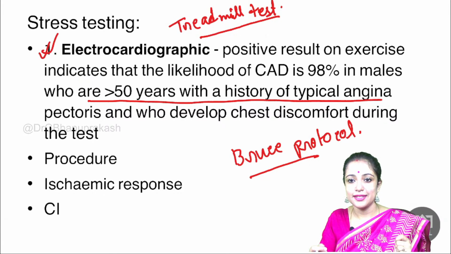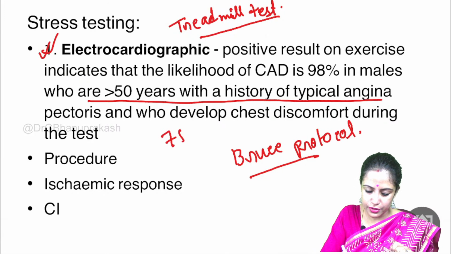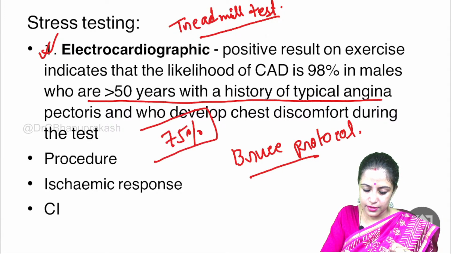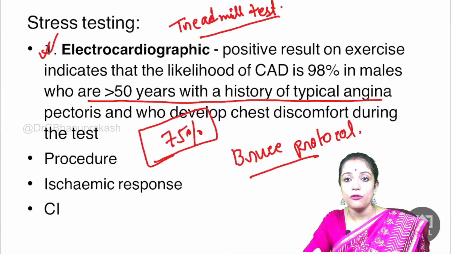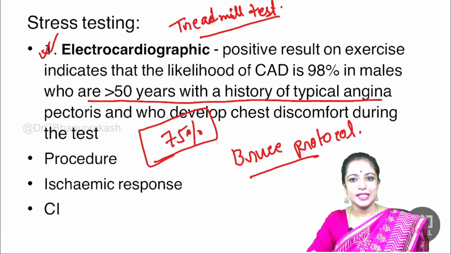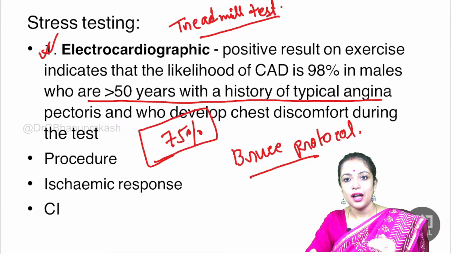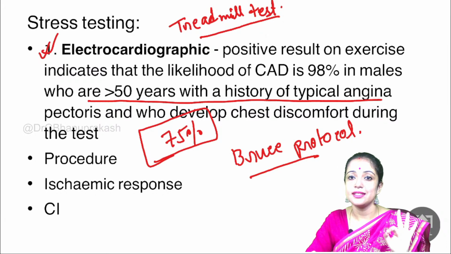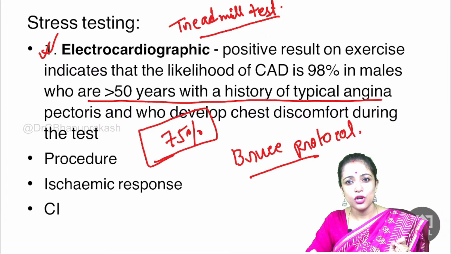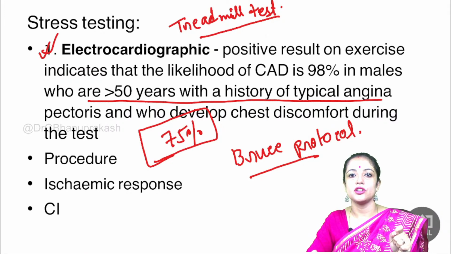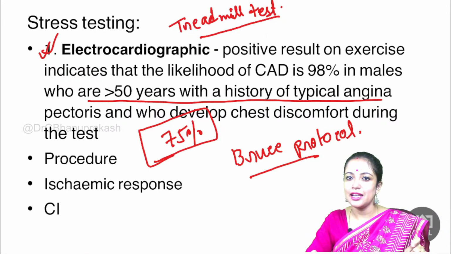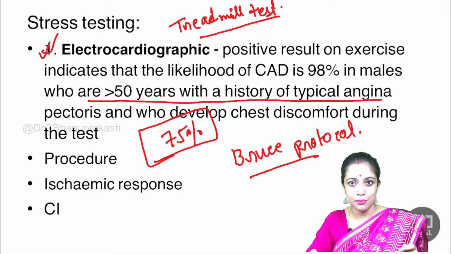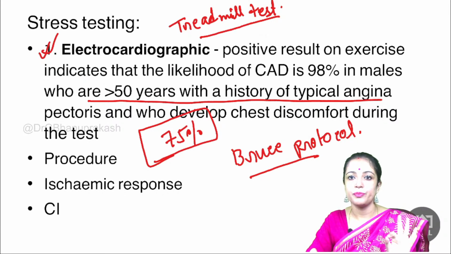This test actually has a sensitivity of 75%. If the test is negative, we cannot actually exclude ischemic heart disease. But if the test is negative, we are almost sure that the patient does not have stenosis of the left main coronary artery, or triple vessel disease. That is the main idea.